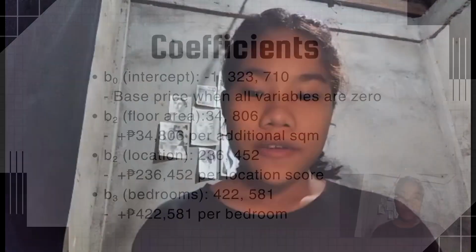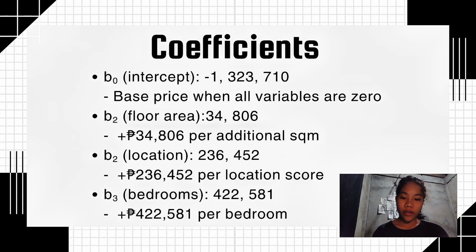Now let's break down what each part means. The first number, negative 1,323,710, is our intercept. We can think of it as our mathematical starting point, meaning it does not mean anything on its own. Now, we have 34,806, which is the coefficient of the floor area. This means that for every additional square meter, the predicted price goes up by 34,806 pesos.